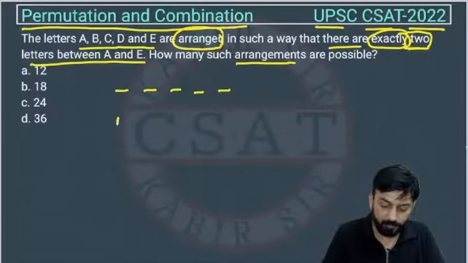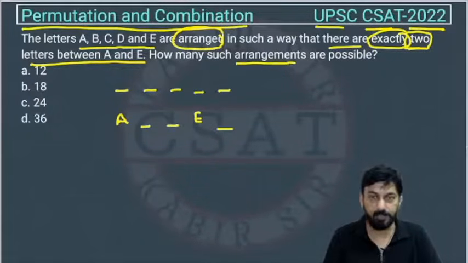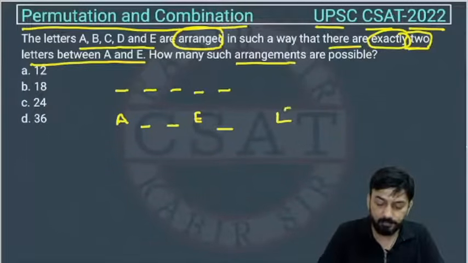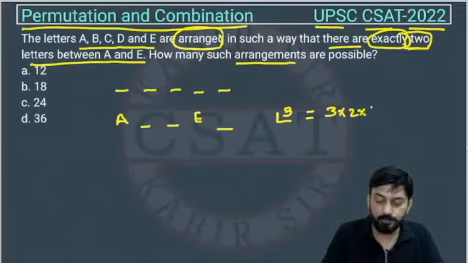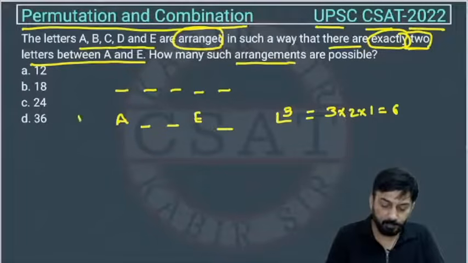Suppose we are putting A here, right? So after 2 places E will come here and then this letter, right? Okay. So how many such arrangements are possible? We are given only 5 letters. 2 letters we already used. How many letters are remaining? 3 letters. So 3 letters can be arranged in how many ways? Factorial 3, right? Factorial 3 is 3 into 2 into 1. So this is 6, right? So this is one possibility.